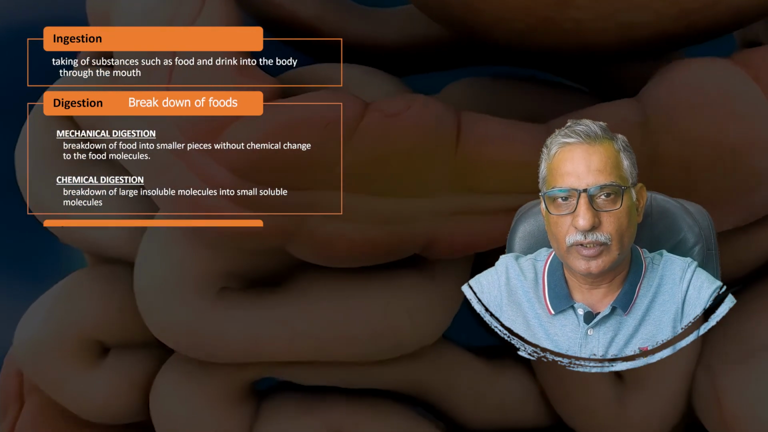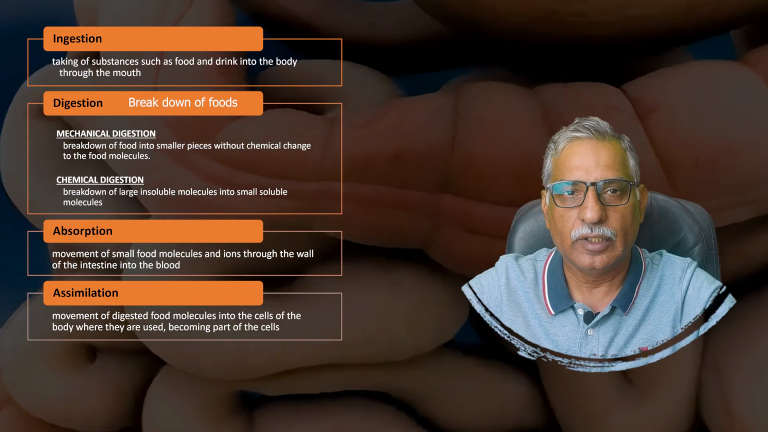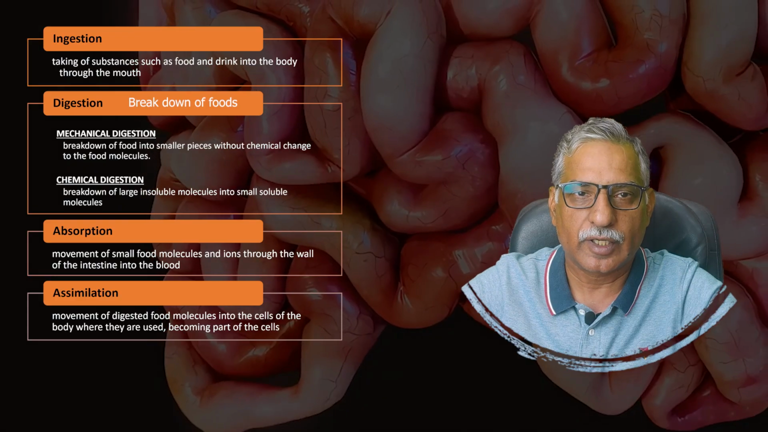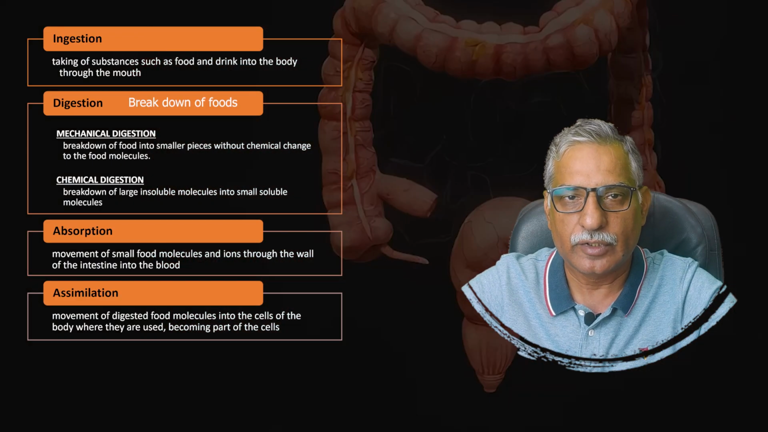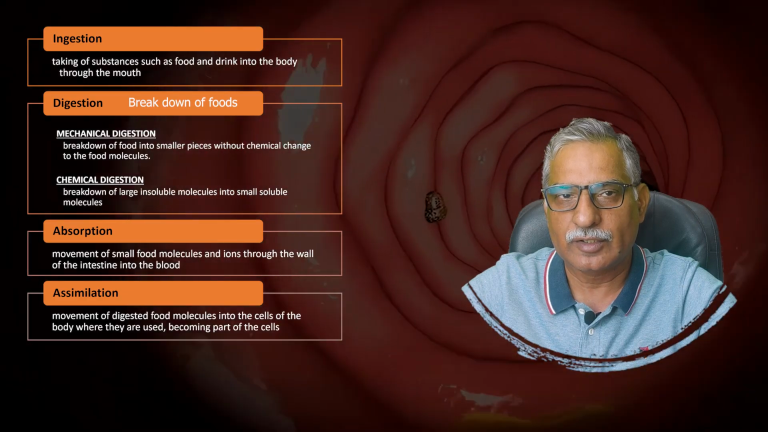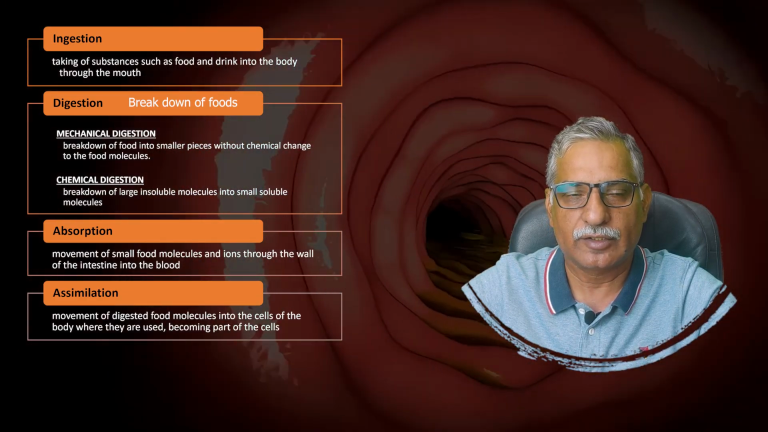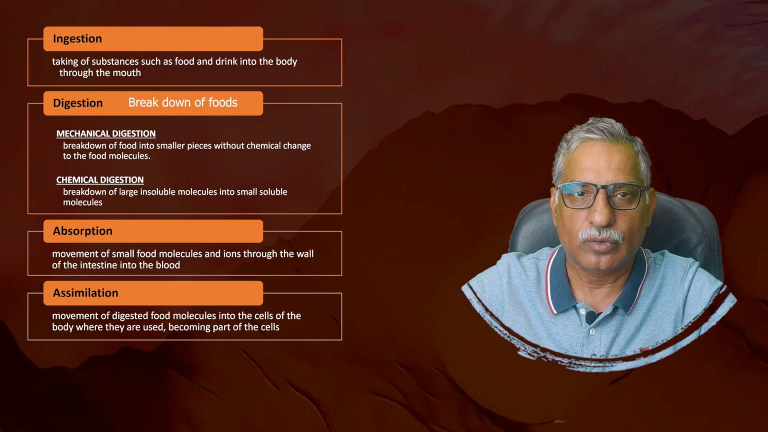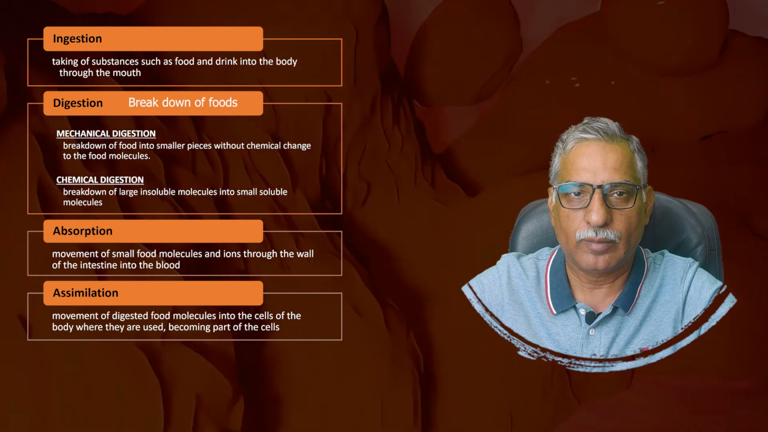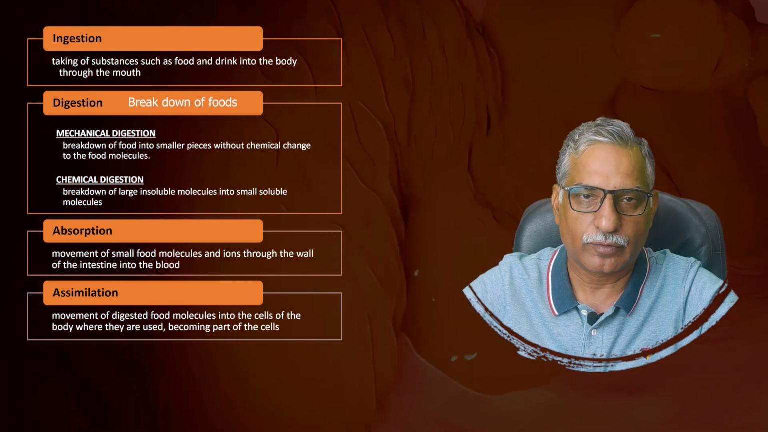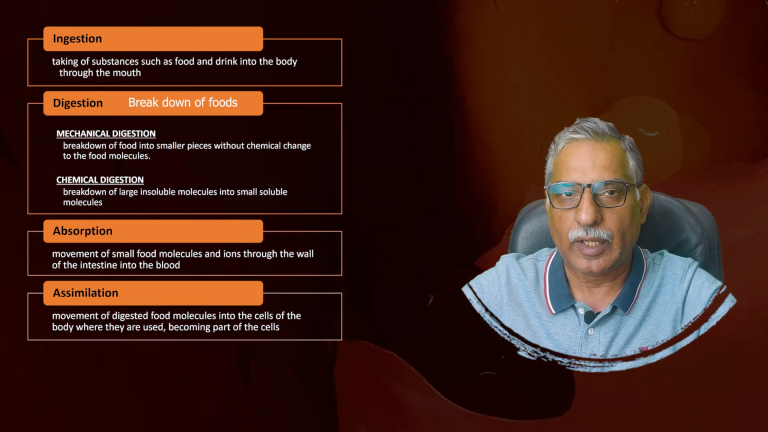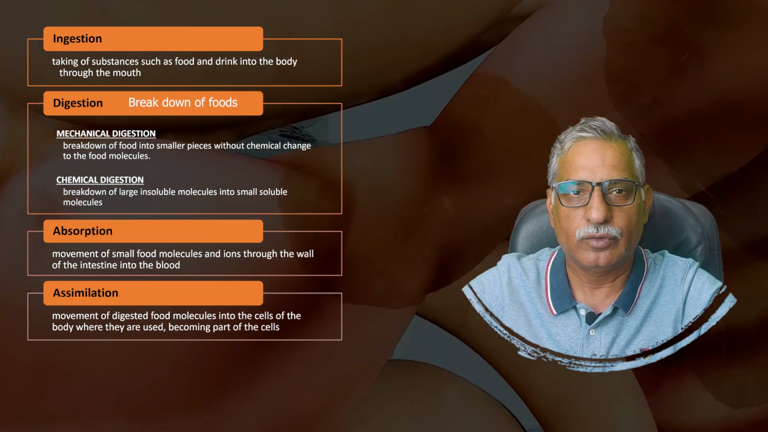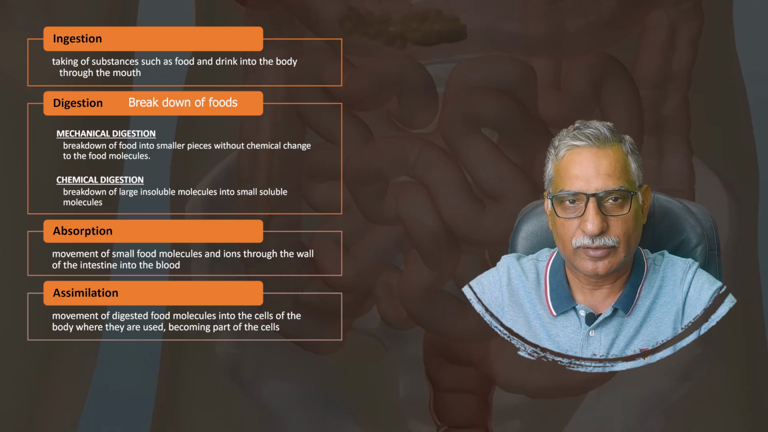Then comes absorption and assimilation. Absorption means digested substances are taken up from the small intestine into the bloodstream, and they are circulated throughout the body, where body cells take up these digested molecules and utilize them as per their need. For example, glucose is used for respiration, and amino acids are used for making different types of required proteins. Assimilation is the utilization of the digested food in the cells.